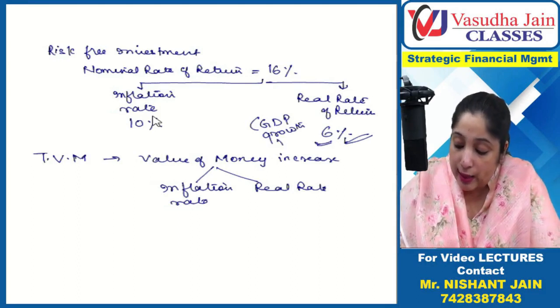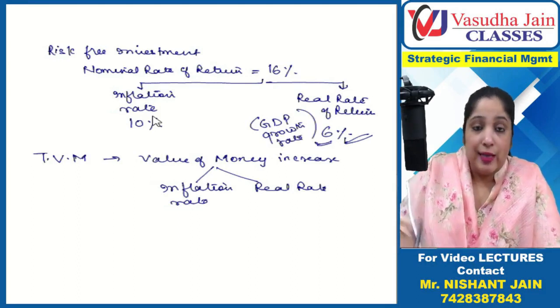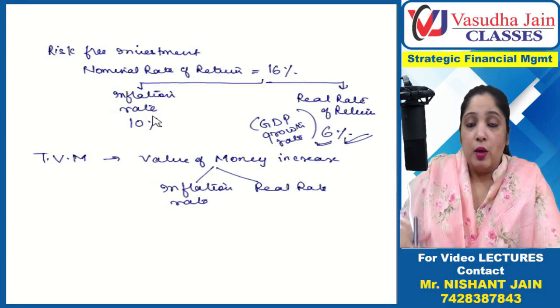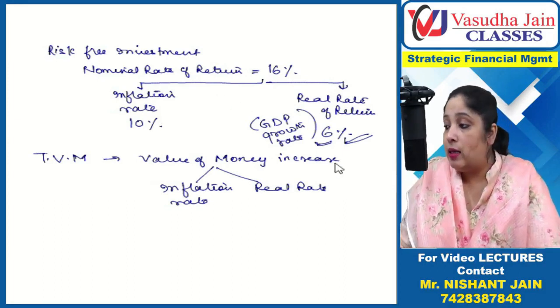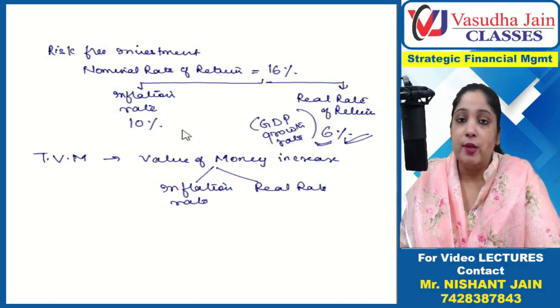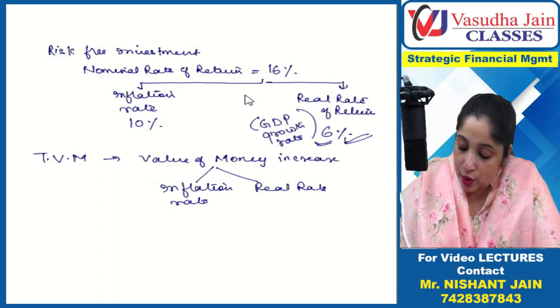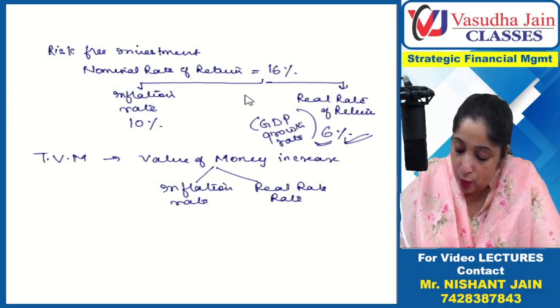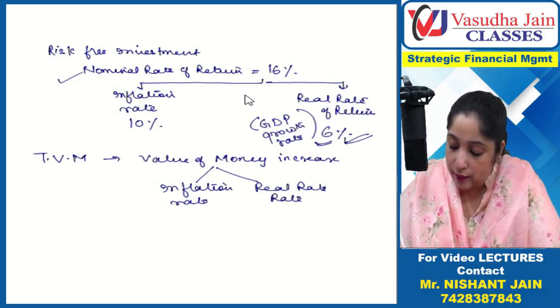So GDP growth rate, the rate at which your country is growing, your technologies are growing, your infrastructure is growing, that is the rate. So this is your real rate of earning, because the remaining 10% is eaten up by inflation. So real rate of return, and both together is called nominal rate of return.